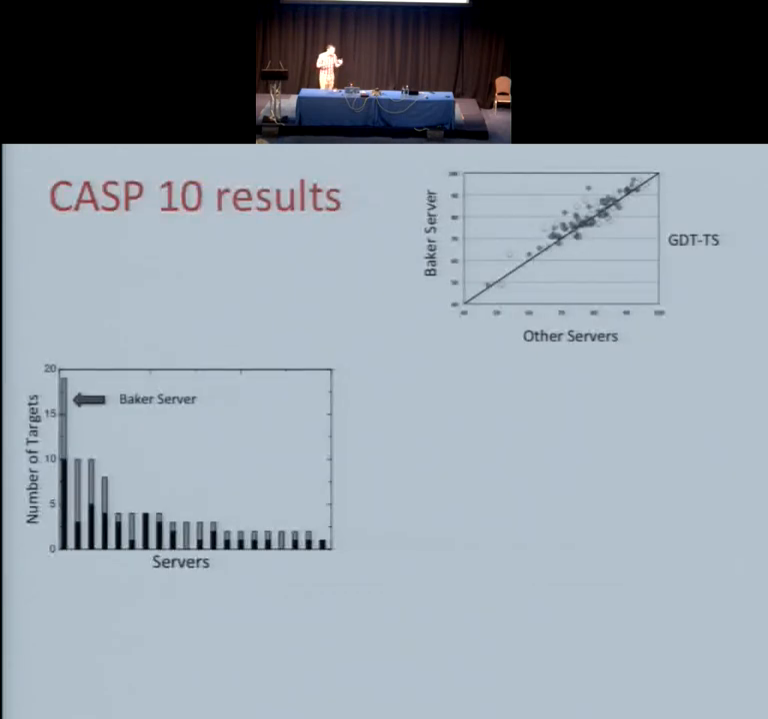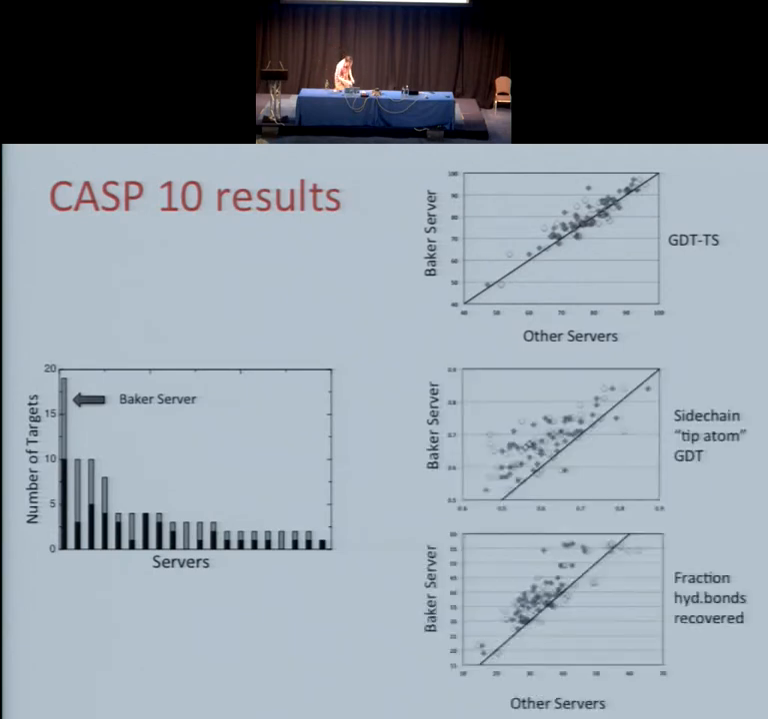And so actually, if you look at this in terms of side chain recovery measures, and I'm just showing two of these. So this is a side chain tip atom GDT, where this computes basically the sort of the C alpha superposition. This takes, instead of the C alpha, a tip atom of each side chain and computes the same measure. You can see there that Rosetta is actually doing significantly better. And again, if you look at the fraction of hydrogen bonds recovered, you see the same thing. And so we're much better at accurately recapitulating side chain conformations.